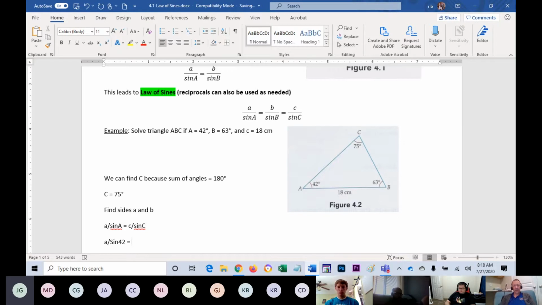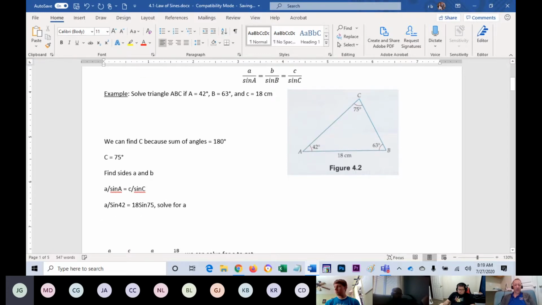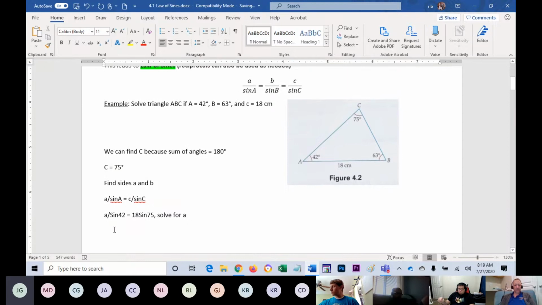Yeah, and what's C? 18. 18 sine of 75. Okay. So now we can solve for A, right? And how do we solve for A? It's going to be A equals 18 over the sine of 75. 18 times the sine of 75. Or 18 times. Oh, okay. Yeah. Okay. Over. Why is it times?